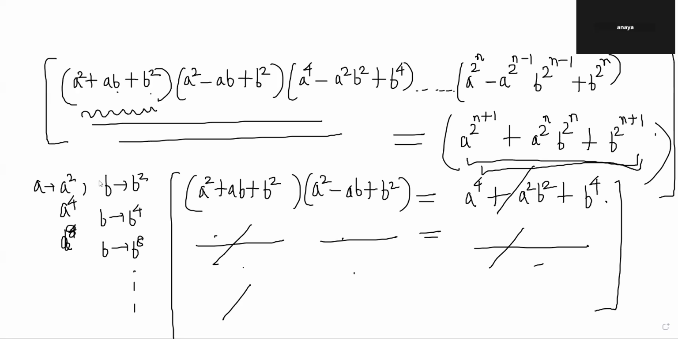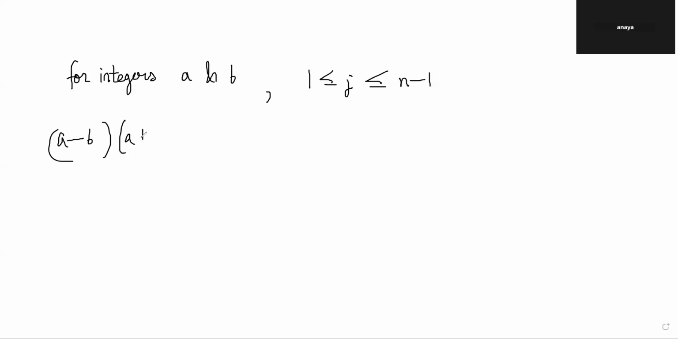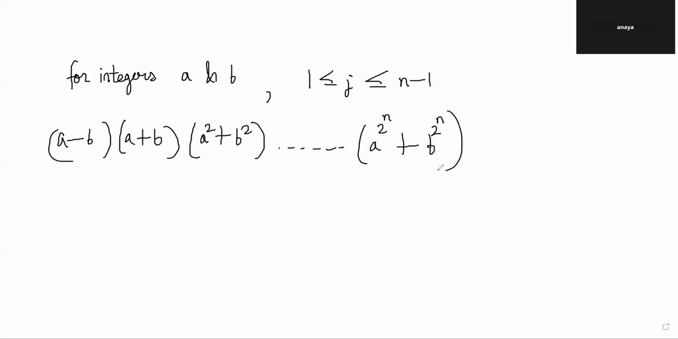In the same way, you can also prove that for integers a and b, and 1 is less than j less than or equal to n minus 1, there is an identity like this also: (a - b)(a + b)(a^2 + b^2), and so on till (a^(2^n) + b^(2^n)) is equal to a^(2^(n+1)) - b^(2^(n+1)).